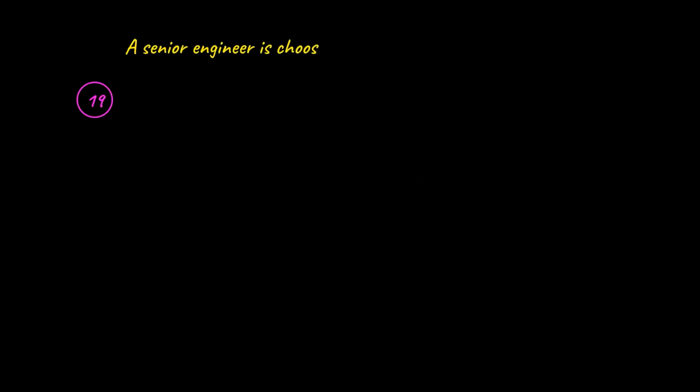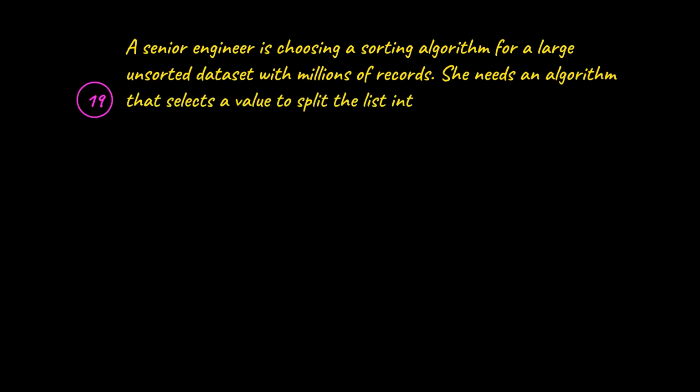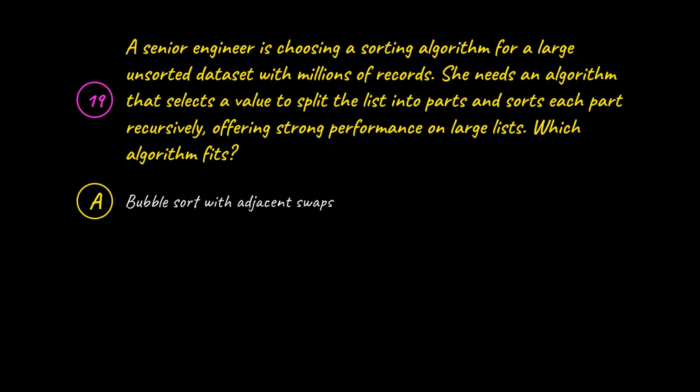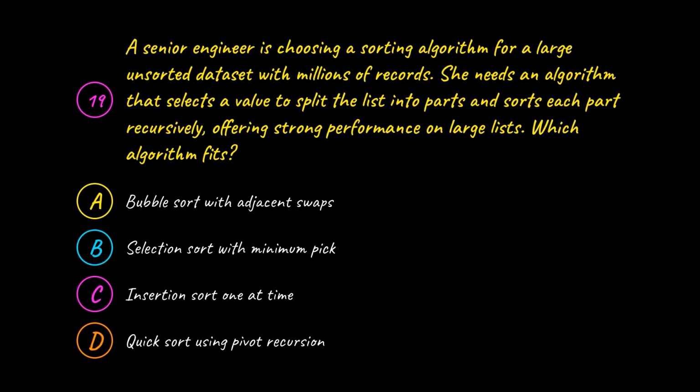Question 19. A senior engineer is choosing a sorting algorithm for a large unsorted data set with millions of records. She needs an algorithm that selects a value to split the list into parts and sorts each part recursively, offering strong performance on large lists. Which algorithm fits? Your options are A. Bubble sort with adjacent swaps, B. Selection sort with minimum pick, C. Insertion sort one at a time, D. Quick sort using pivot recursion. Before I reveal it, which one do you think is right?